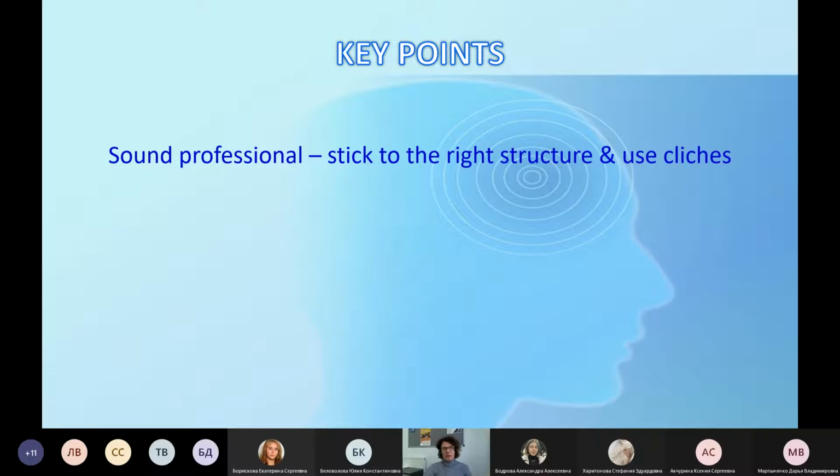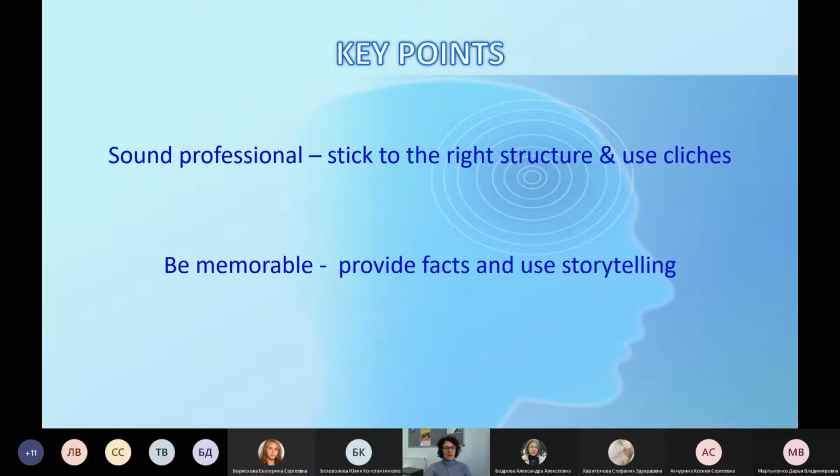Now, you understand that if you stick to the structure, just like everyone else, and if you use the same cliches, just like everyone else, your letter will sound professional, but it will not have a personal touch, and it will not be memorable. It will not stand out as compared to other motivation letters, right? So the second point is that you have to be memorable.